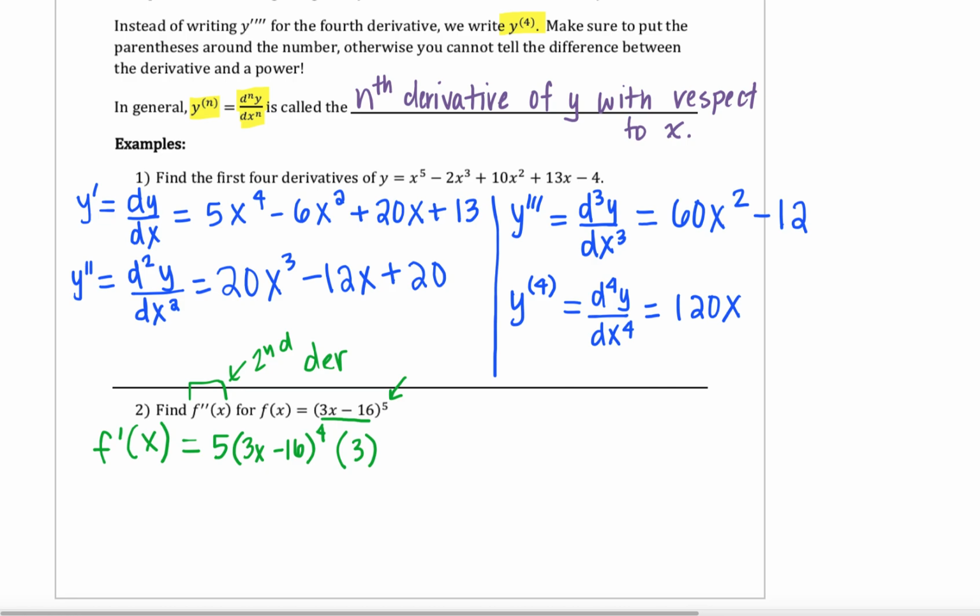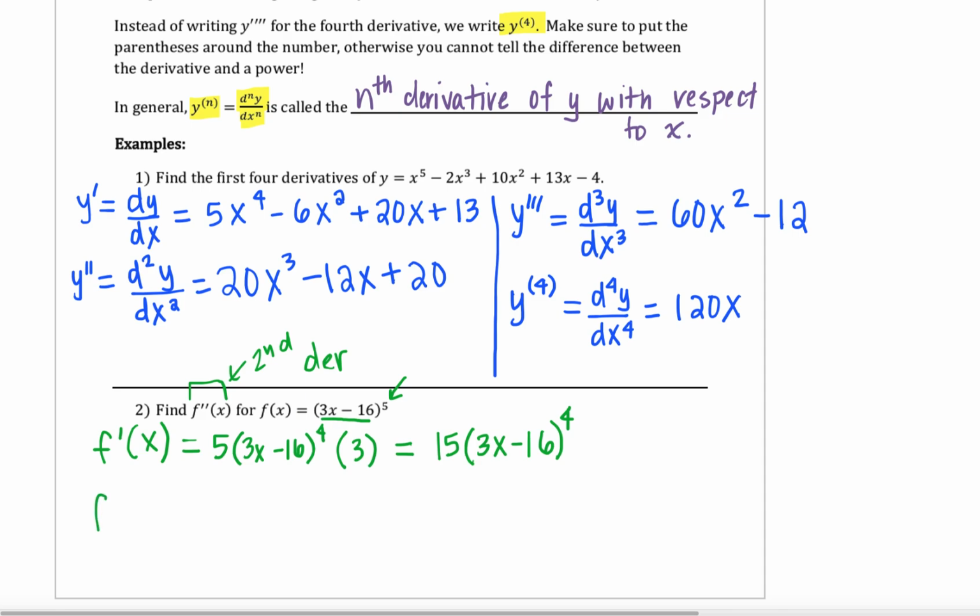Now, to find the second derivative, I'm going to differentiate this function. It's actually helpful to do a little bit of condensing down when possible, and in this case, the 5 and the 3 are both coefficients, so I can multiply those to give me 15 times 3x minus 16 all to the 4th. And that's just helpful so I can start condensing stuff down and it doesn't look so cumbersome with all these parentheses of stuff getting multiplied.